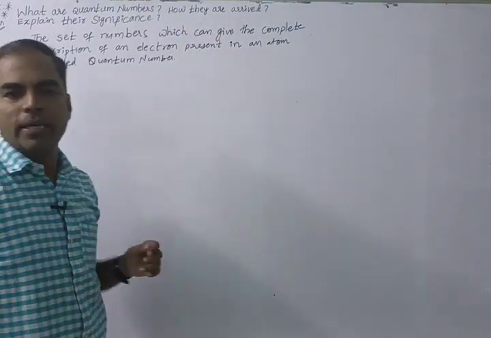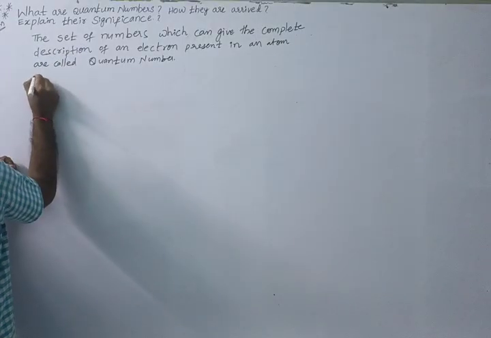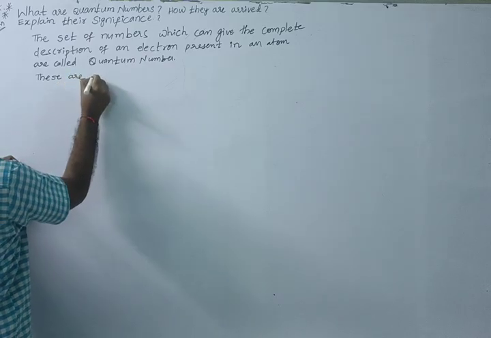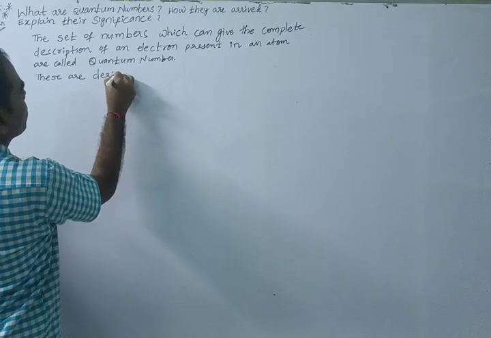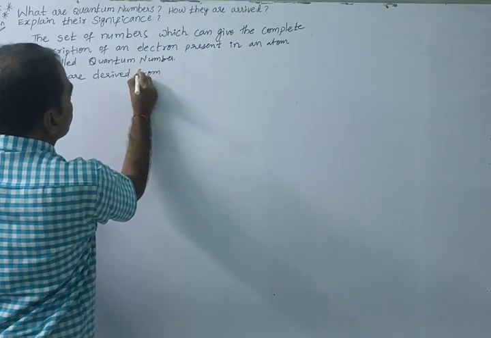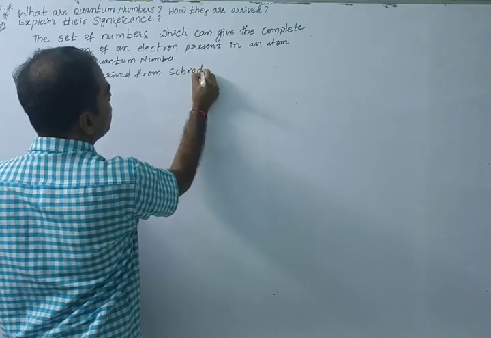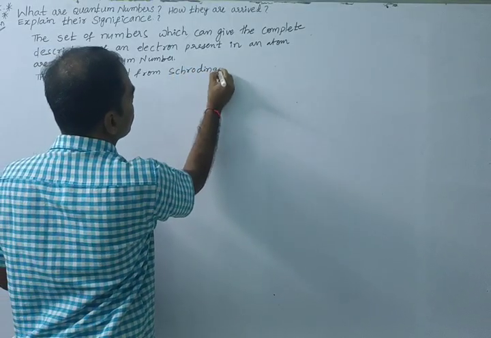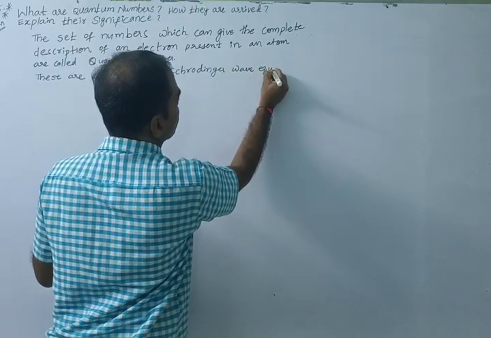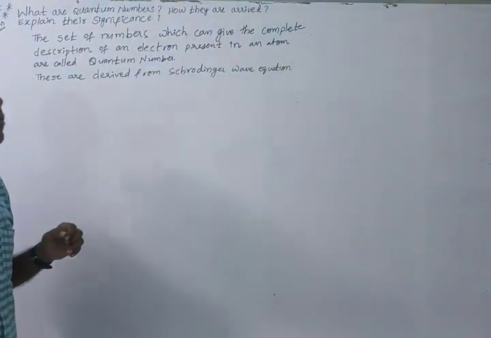How they are arrived means, these are derived from the Schrodinger wave equation. These are derived from the Schrodinger wave equation.